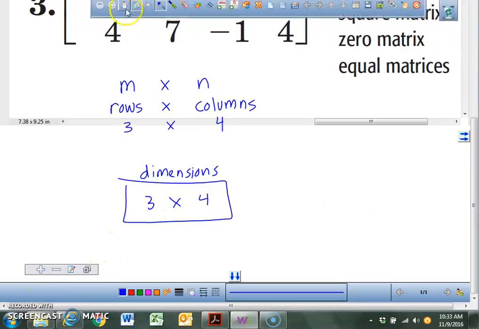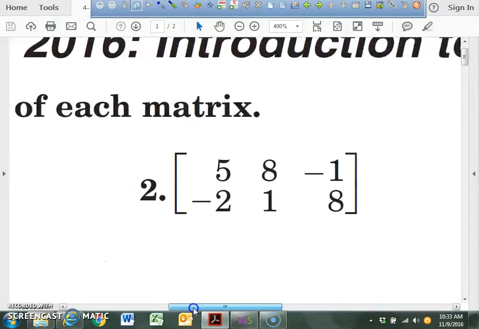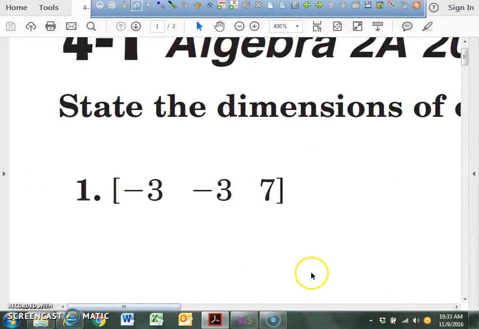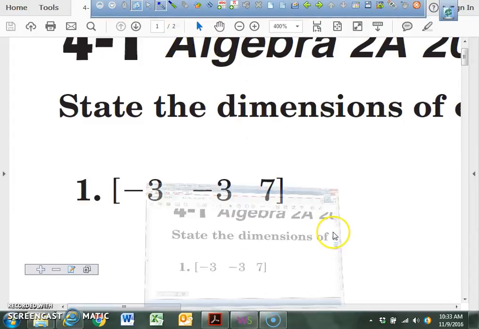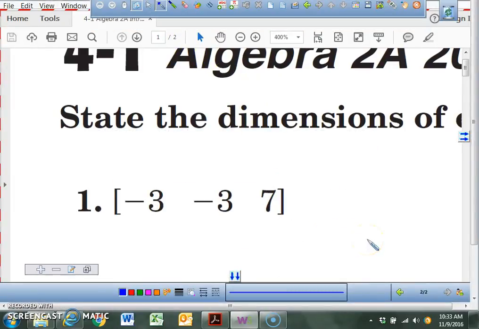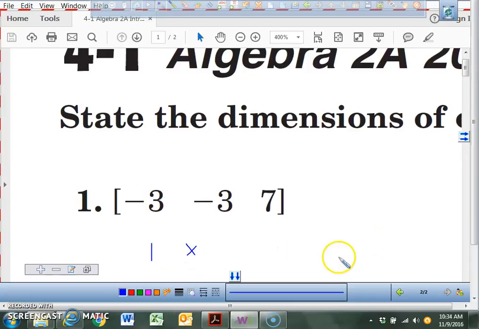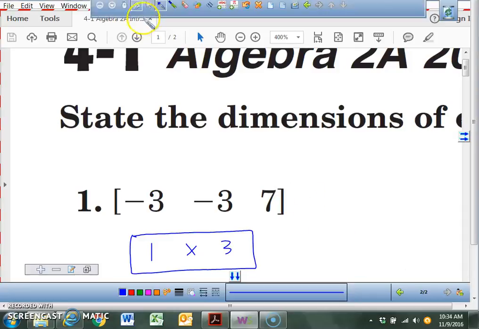All right, so let's look at the first couple here. I'm going to scroll right over here. I have this matrix. Andrew, how many rows do you see? 1. How many columns do you see? 3. This matrix would be a 1 by 3, and that's all I'm asking you to do for problem number 1. All right, you ready now?